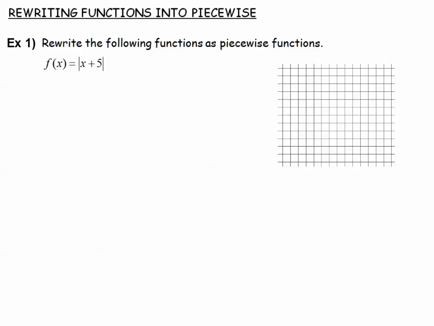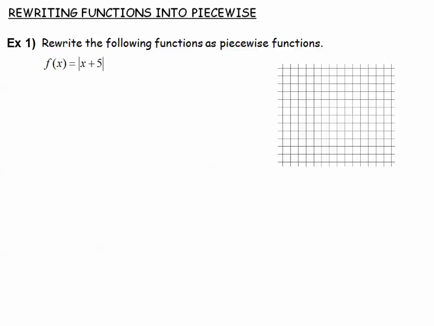Let's look at an example of rewriting functions into piecewise. Rewrite the following function as a piecewise function. So this function is an absolute value function. What does that mean? Absolute value means it will make any numbers positive.